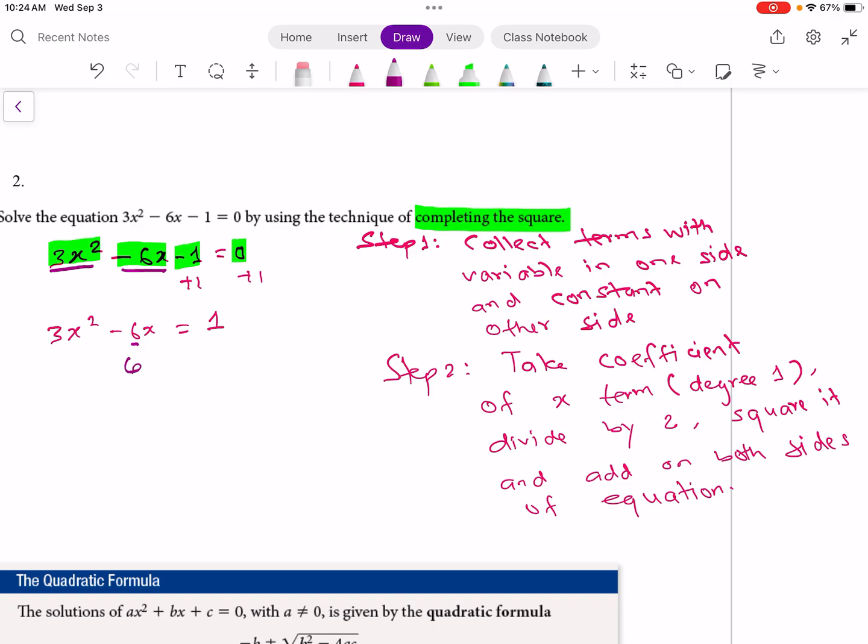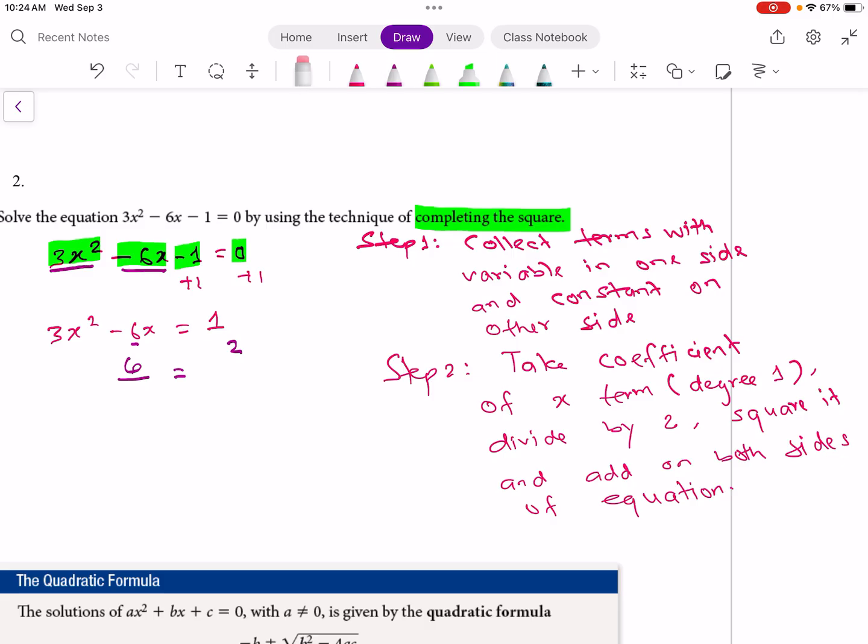So let's take 6, okay? Then after you take the coefficient of x, you divide by 2. What do we get? 6 divided by 2, we get 3. After dividing by 2, you square it. So you square 3. Okay, it's 9. Now do not find that square. Then you add this number on both sides of the equation. So you are adding 3 square on both sides.